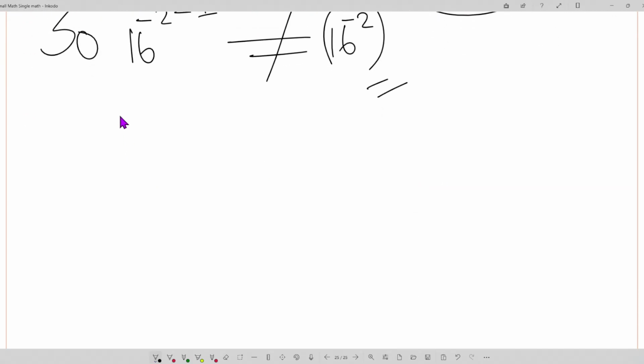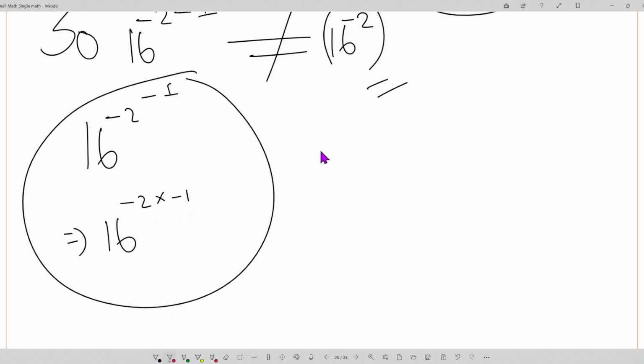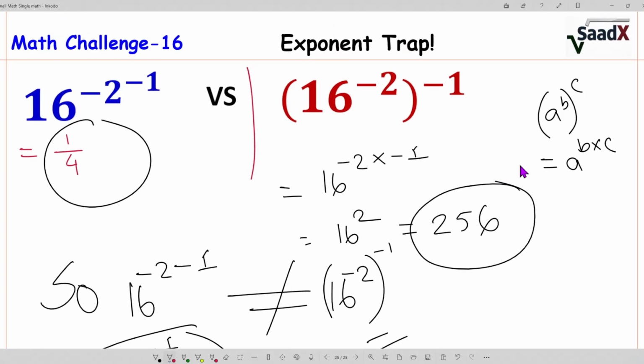The common mistake is that once students look at 16 to the power minus 2 to the power minus 1, they are doing 16 to the power minus 2 times minus 1. Okay, so this is wrong. Be careful about this thing. From now, SADX will try to find out common mistakes of algebra. Today's topic is exponent trap.